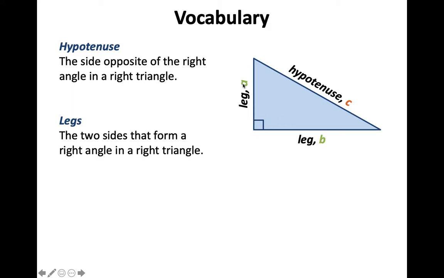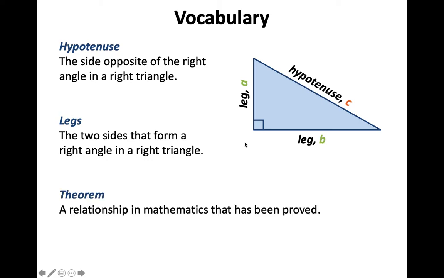You'll notice that the legs are called A and B, and the hypotenuse is called C. So it doesn't matter if I call this leg B or this leg A, but it's important that we always are consistent with calling the hypotenuse C. It will make a little more sense in a second. Finally, theorem is a relationship in mathematics that has been proved.